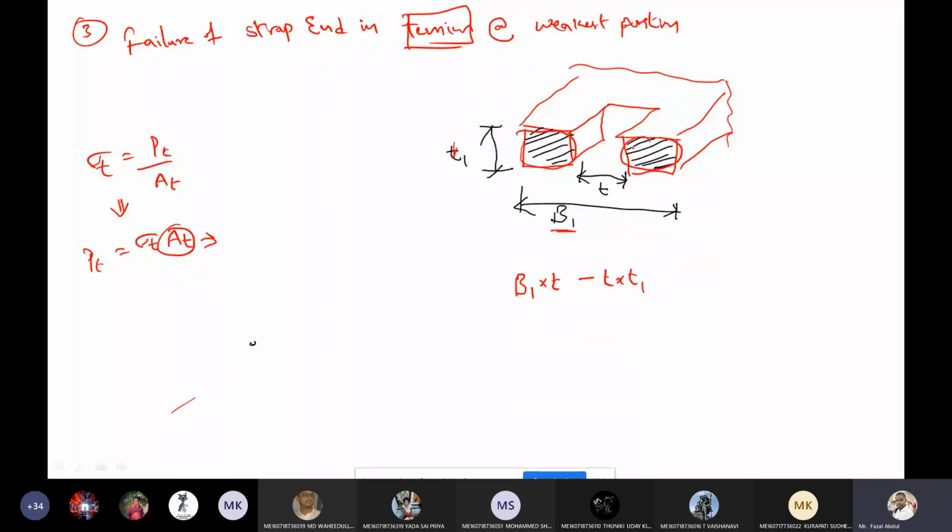It means, see here, the failure area for this square, I am writing. So how should I get it for this particular part, not the entire thing? It means from the entire area, if I subtract this gap, I am showing this particular gap here. If I subtract this gap, you will get that one. So how much is this gap? This gap is T into T1.